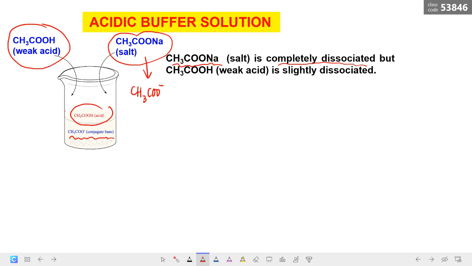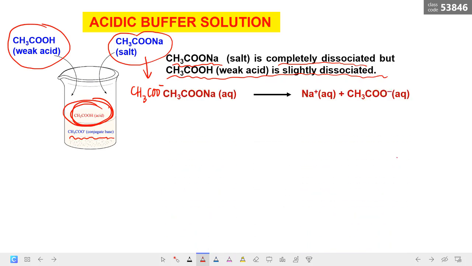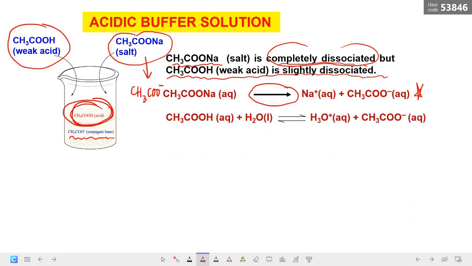But in this buffer solution, kita ada weak acid ni. But the weak acid is slightly dissociated. Ingat, salt dissociate completely, but the weak acid slightly dissociated. Jadi, apakah equation yang terlibat? So, the first one adalah complete dissociation of the salt. Ini adalah persamaan penceraian garam. You nampak tadi saya dah sebut dia completely dissociated. Jadi, kita kena gunakan irreversible arrow. And the dissociation of weak acid which is slightly ataupun tidak lengkap. So this is the dissociation of weak acid yang mana we have to use reversible arrow.